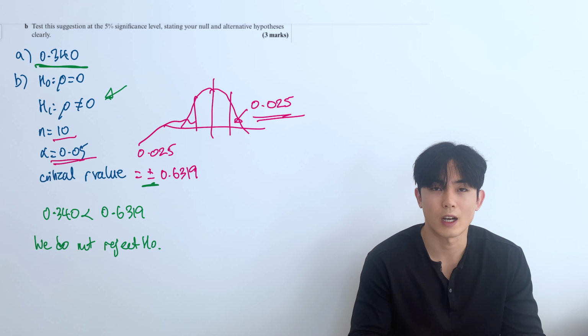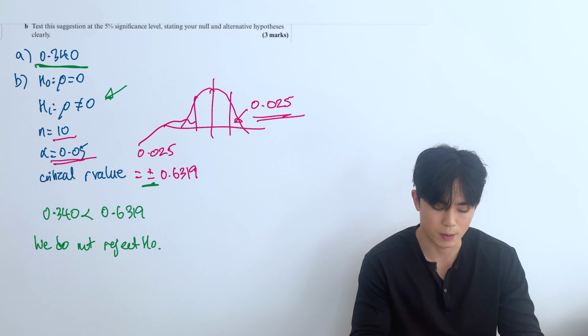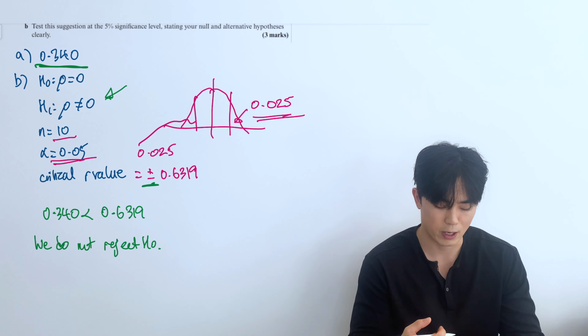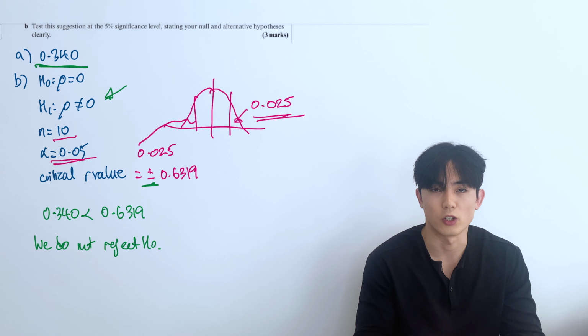Okay, so this hypothesis testing for zero correlation is relatively simple. There's not too much to it. It's just making sure that you write all the different steps and write your conclusion very clearly.